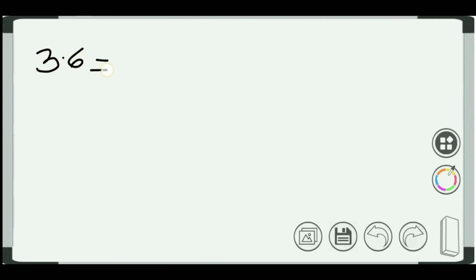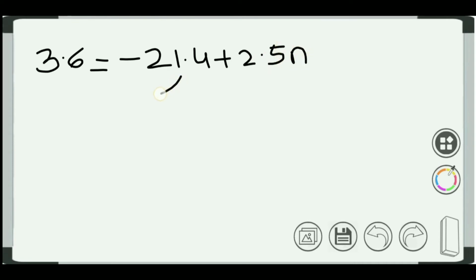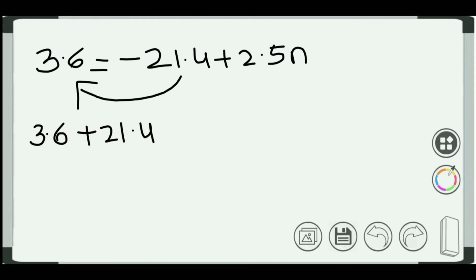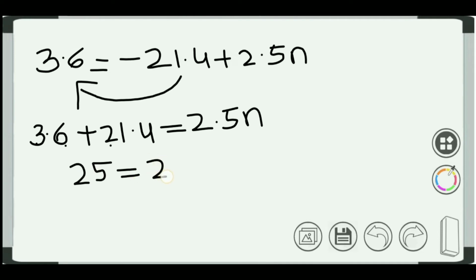3.6 is equal to minus 21.4 plus 2.5 n. Now I am taking this minus 21.4 this side. So minus 21.4 will become plus 21.4. 3.6 plus 21.4 is equal to 2.5 n. 3.6 plus 21.4 is 25, equal to 2.5 n. Now what is n?